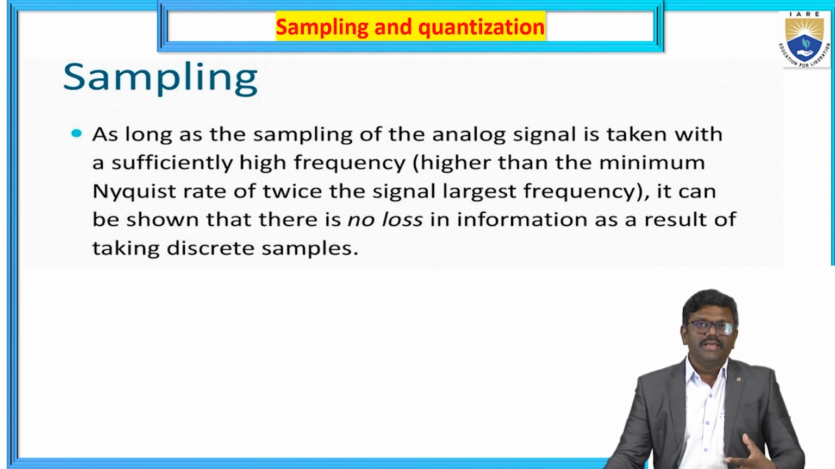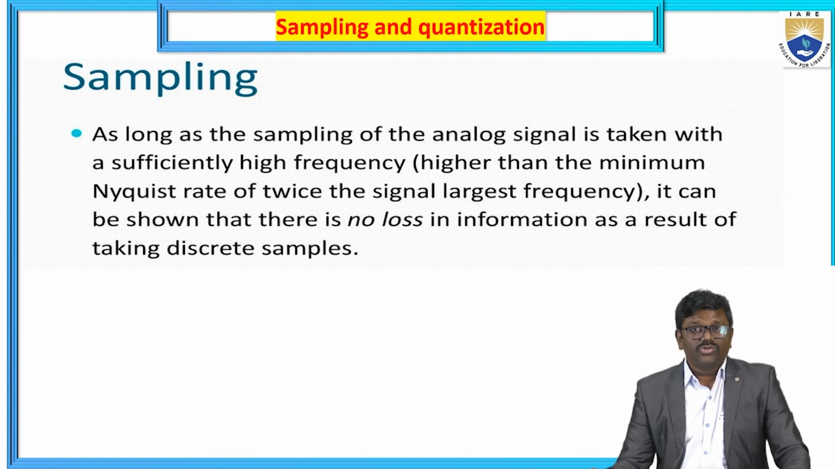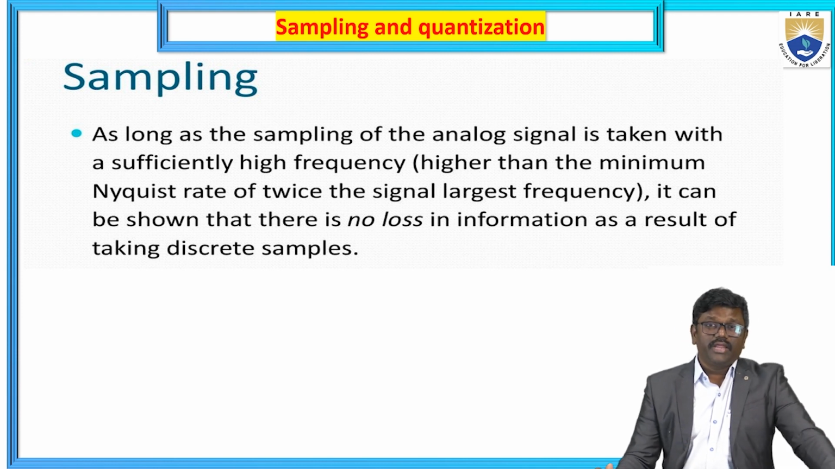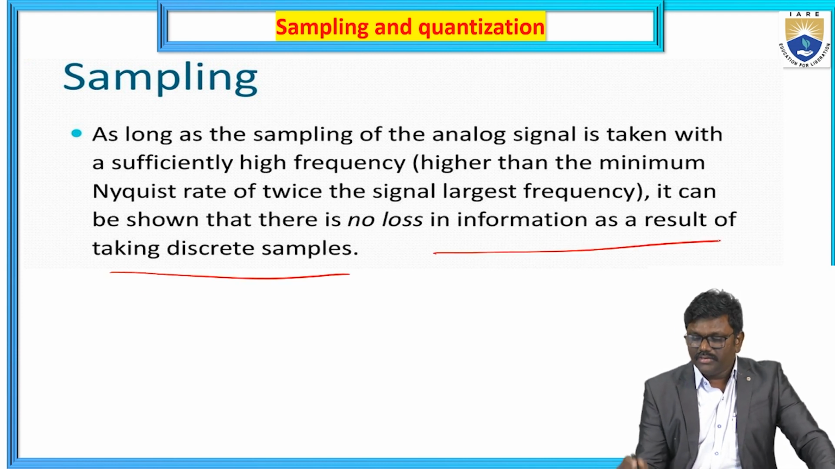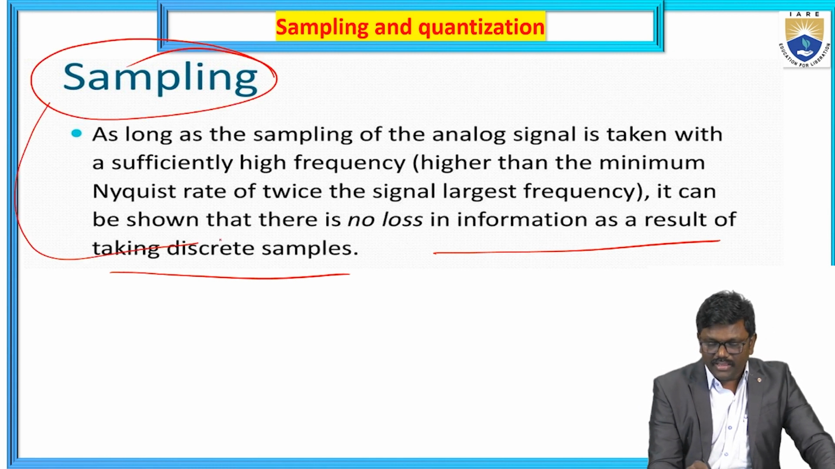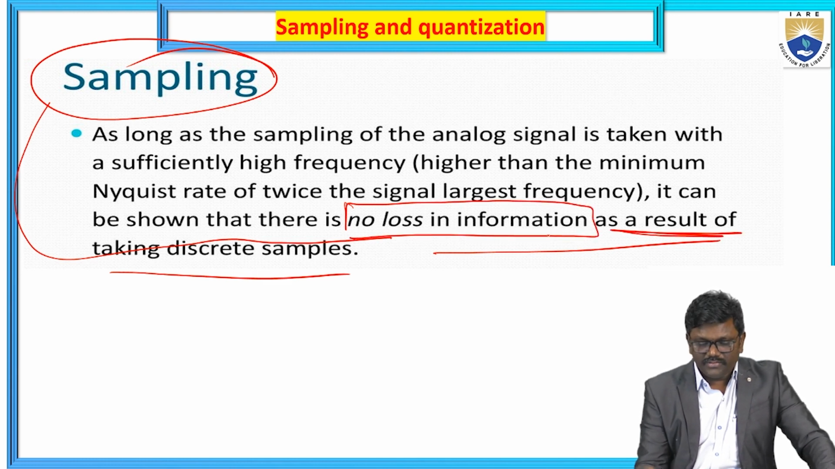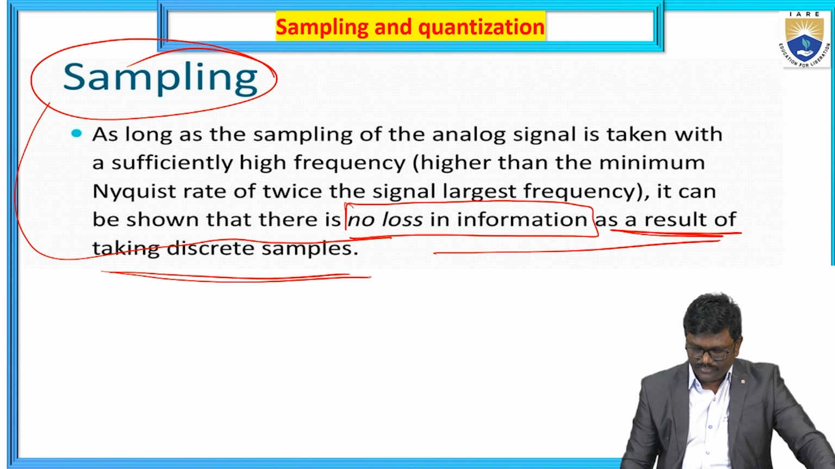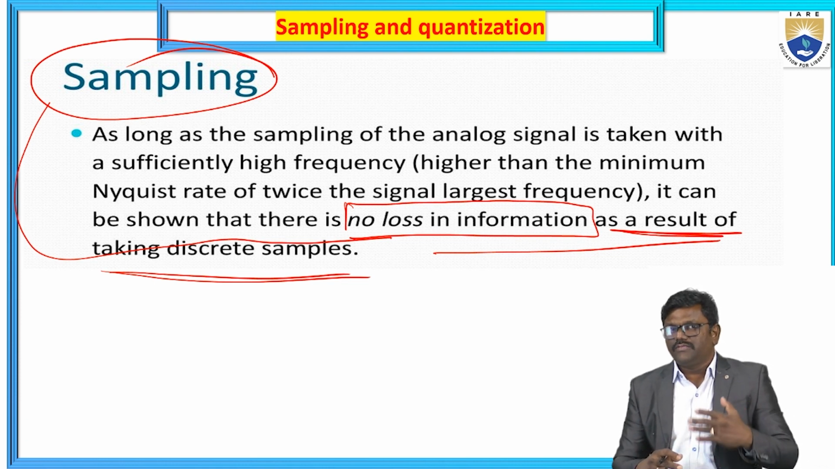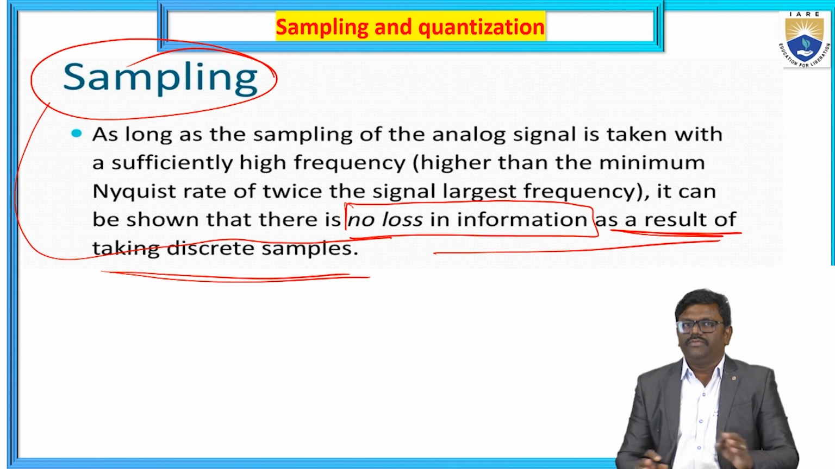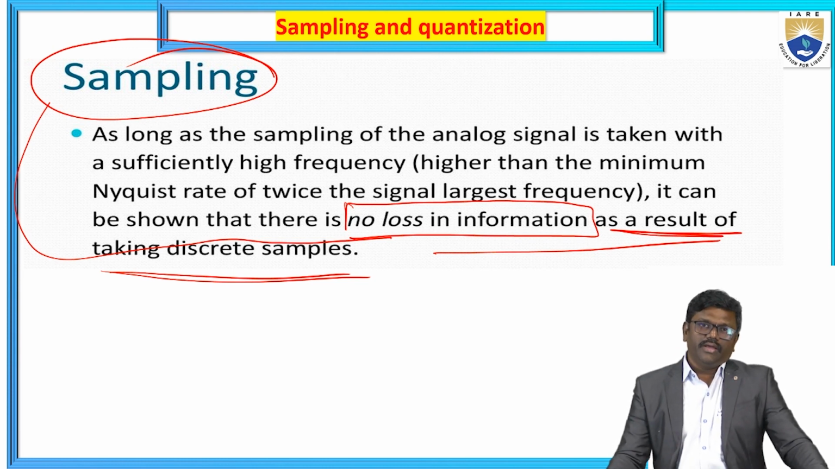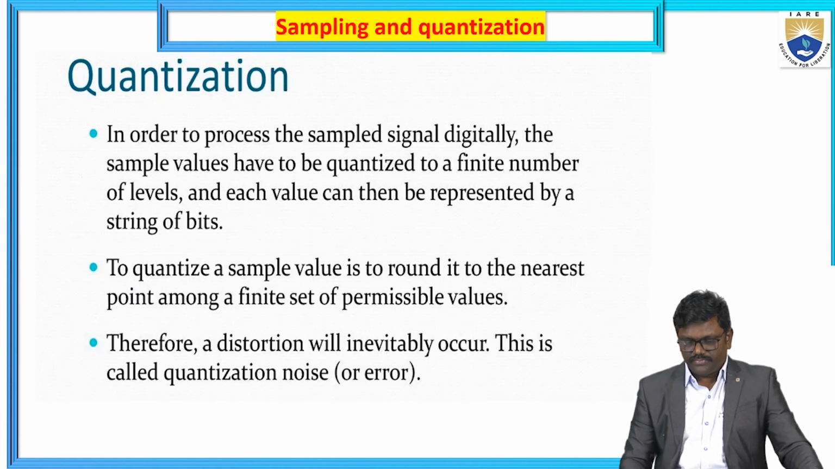So depending on those values we can define our sampling process, which we can recall once again. Sampling means that as long as sampling of the analog signal is taken with a sufficiently high frequency, it can be shown that there is no loss in information as a result of taking discrete samples. So sampling means no loss of information as a result of taking discrete samples. So when you convert analog to digital, it will convert perfectly without any loss.